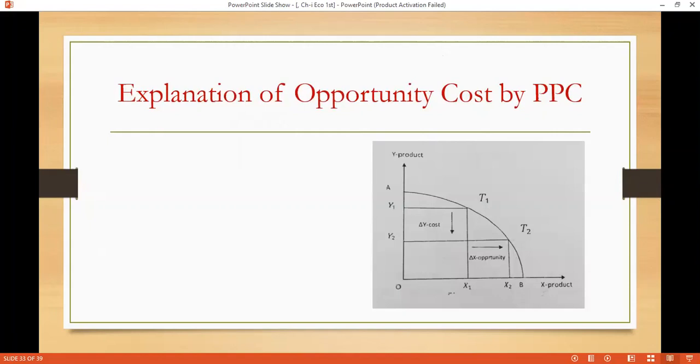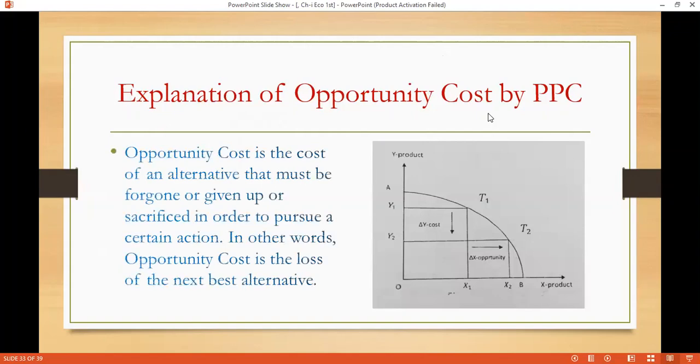Now let us see how we can explain opportunity cost by PPC. We know that opportunity cost is the cost of an alternative that must be foregone, given up, or sacrificed in order to pursue a certain action. In other words, opportunity cost is the loss of the next best alternative. In my previous video, the second lecture, I have explained opportunity cost.